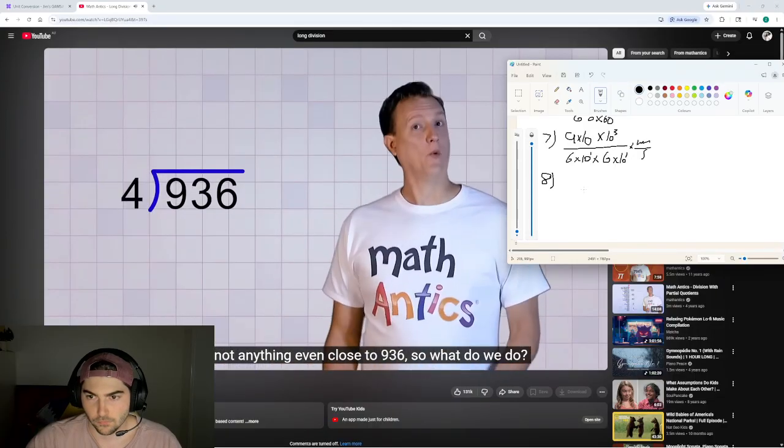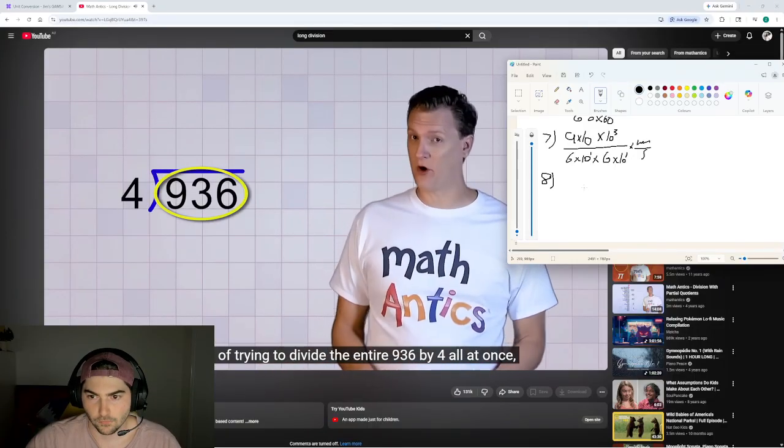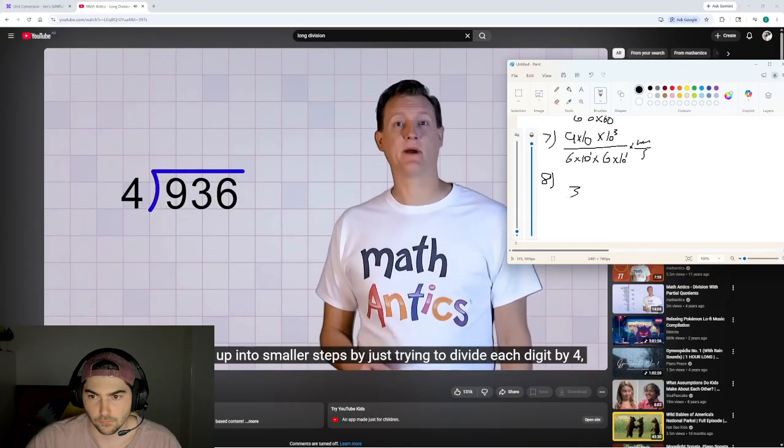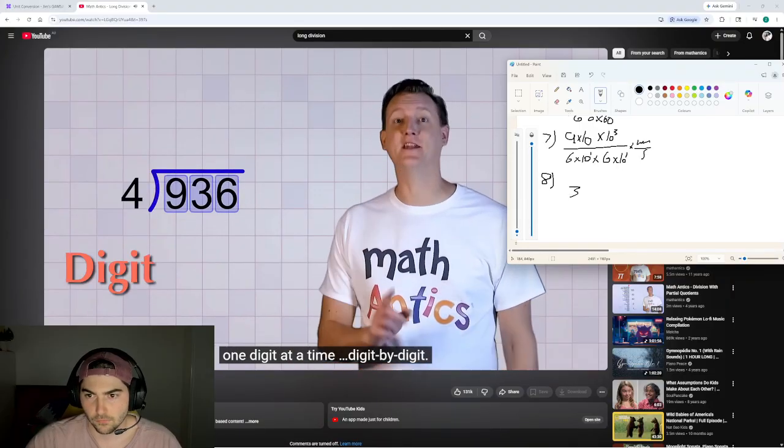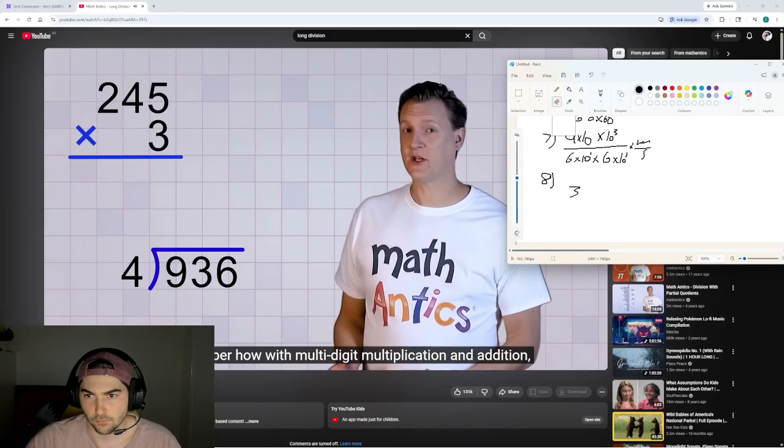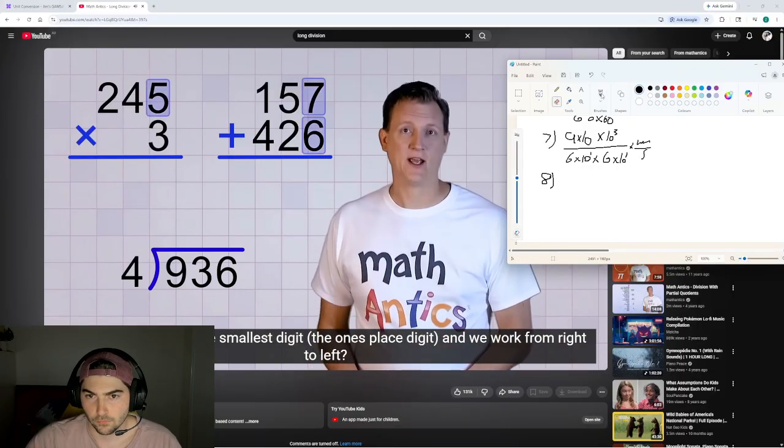So what do we do? Well, instead of trying to divide the entire 936 by 4 all at once, let's break this problem up into smaller steps by just trying to divide each digit by 4, one digit at a time, digit by digit. Do you remember how with multi-digit multiplication and addition, we always start with the smallest digit, the ones place digit, and we work from right to left?